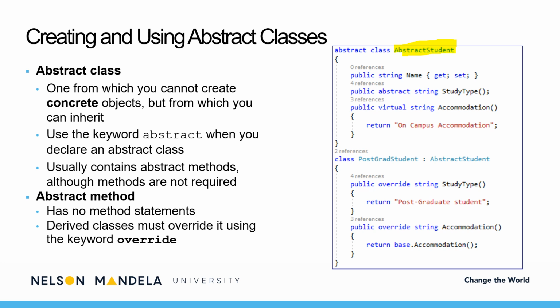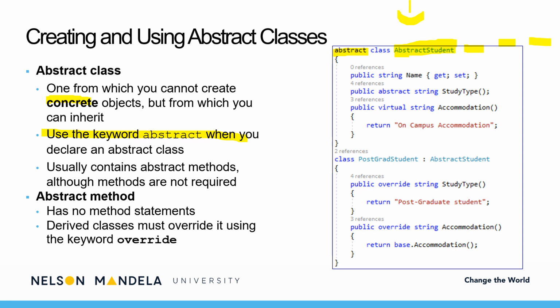What this means is we cannot create an instance of our abstract classes. You cannot say, for example, abstract student, give it a reference type, equals new abstract student. You are not able to do that with an abstract class. So how do you create an abstract class? You use the keyword abstract. You say abstract class, and you can just say student, but I say abstract student so that you know that this is an abstract class.